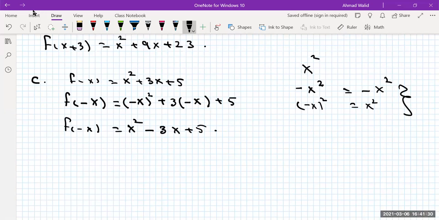This process that I did for you, we call evaluating a function.